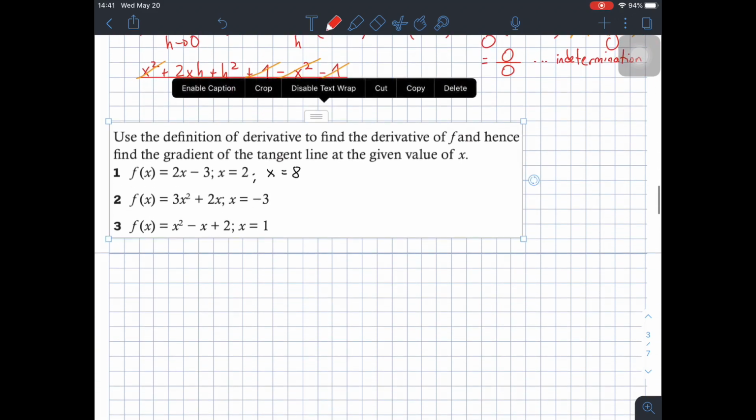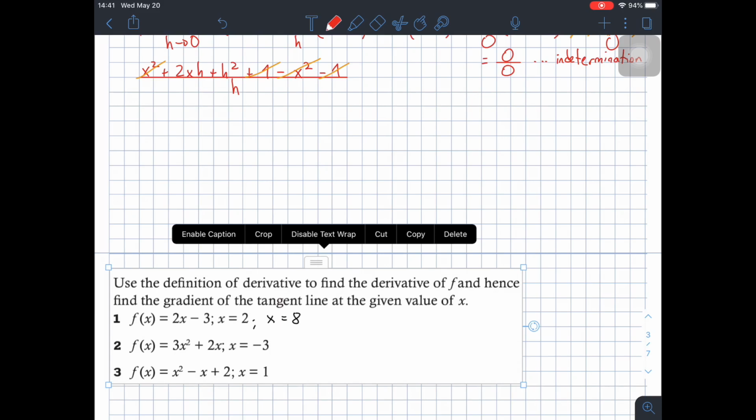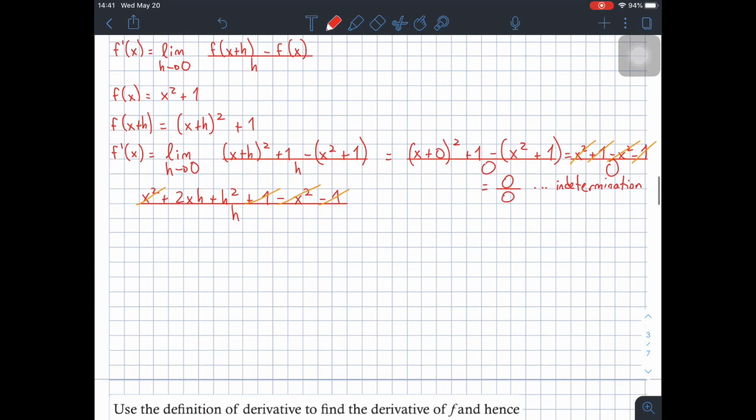I'm going to take this down to have more space. Okay, so if I organize this, this would be equal to 2xh plus h squared divided by h. If I take a common factor of h on top, on the numerator, we will have h times (2x plus h). And here you will see that we're going to be eliminating the indetermination, right? The h cancels out with this h. So we're left with 2x plus h.